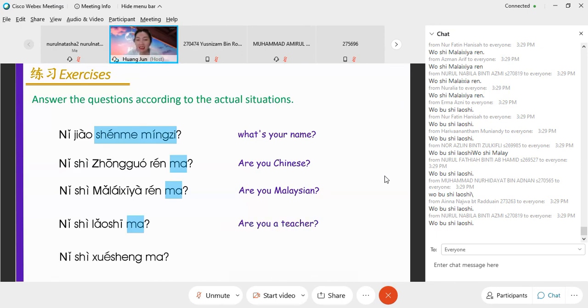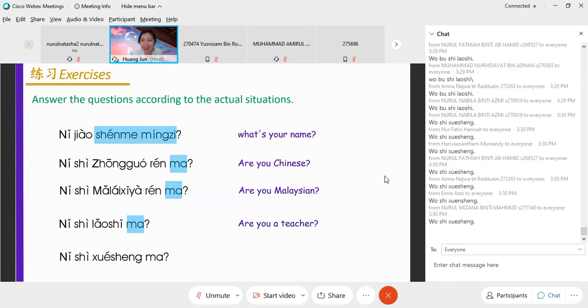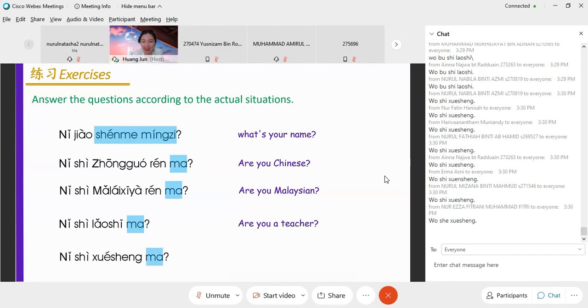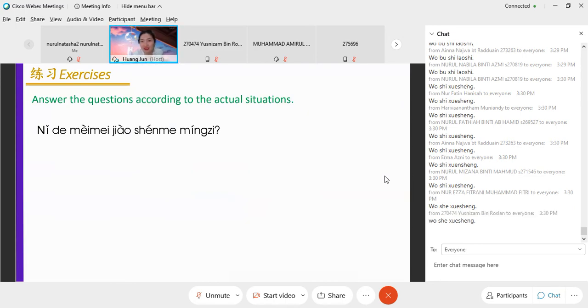I'm asking 你是学生吗? How do you answer me? Oh, very good. So for your answer is yes, because I'm asking is are you a student? So 我是学生. So for me is 我不是学生. I'm not a student. So my next sentence.